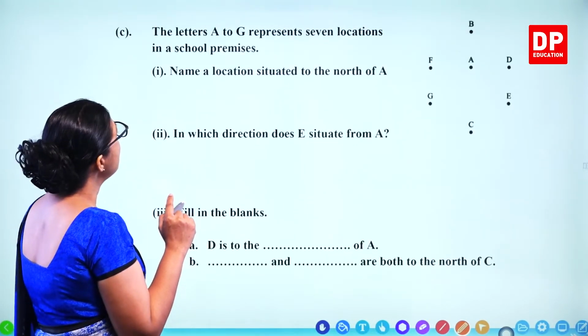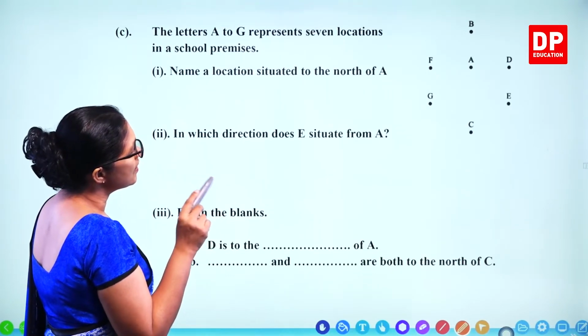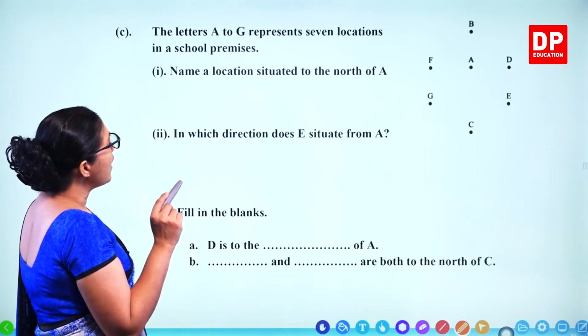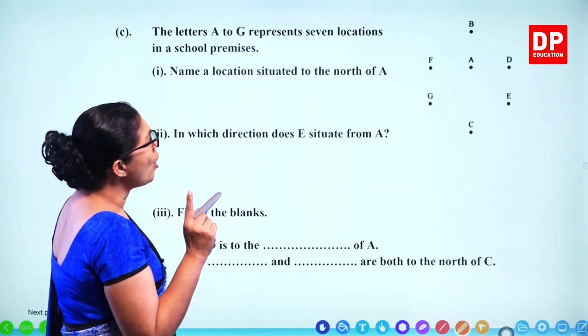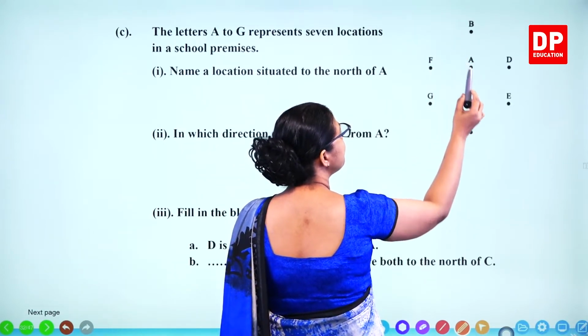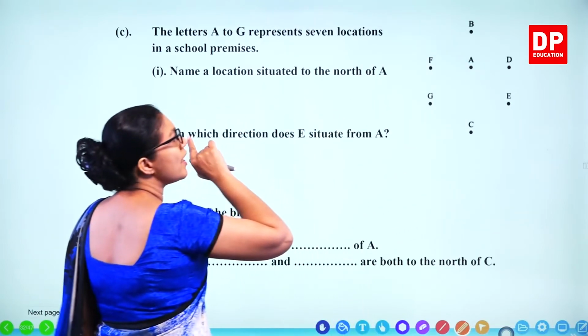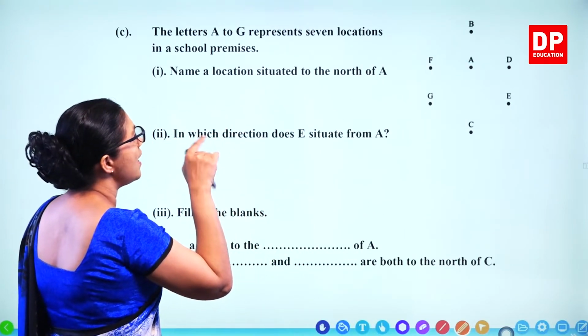And part C: the letters A to G represent 7 locations in a school premises. Name a location situated to the north of A. So north means up. So what do you get? North of A is B.